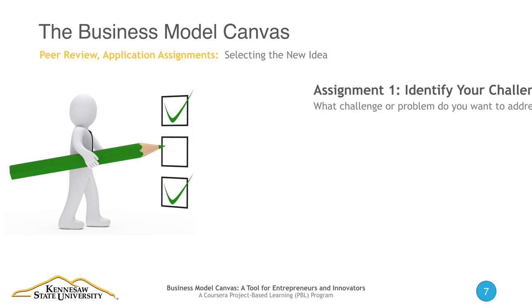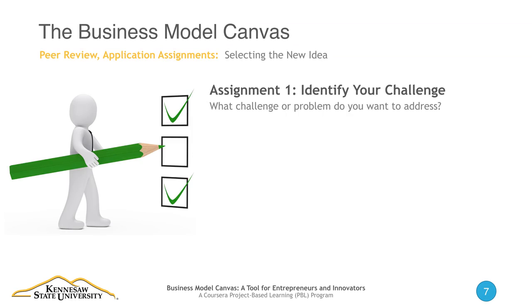Next, your job is to tackle what I call application assignments. Assignment number 1 is to identify your challenge. What challenge or problem do you want to address? And it's important to remember that research tells us that the world's most successful entrepreneurs and innovators typically choose a challenge that they have a deep passion about. So you might want to think about this at this stage. Perhaps even hit the pause button and think for a few minutes. What do you truly believe in? What challenge are you really passionate about?